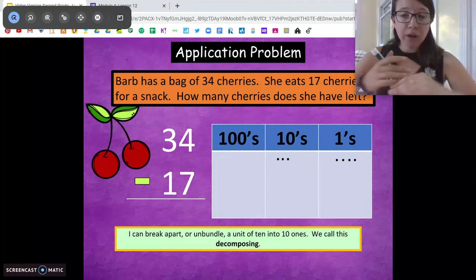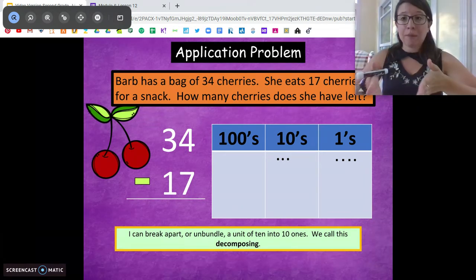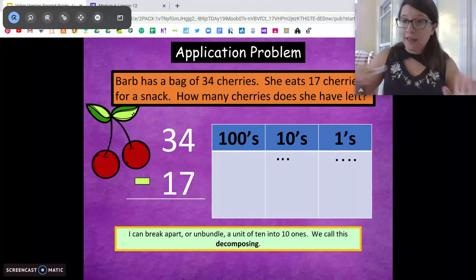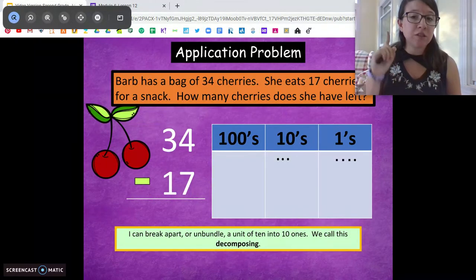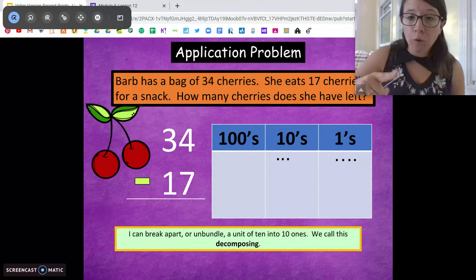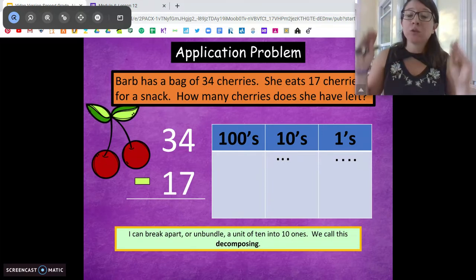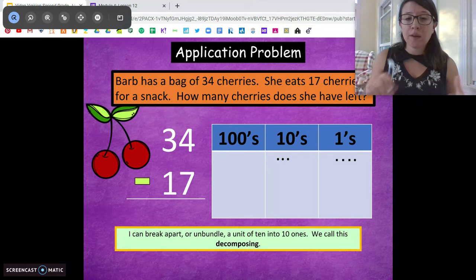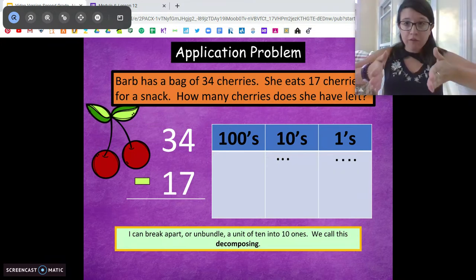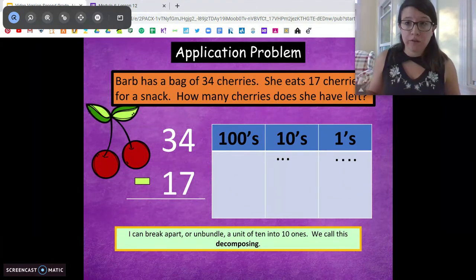So for this problem, we already set it up for you. So we're going to do 34 minus 17. Set it up in the vertical way. And then when we're doing subtraction, we start by just drawing the first number, just drawing our whole. So we're going to draw 34 on our place value chart. So I want you to pause the video and set this up on your paper right now. Draw the vertical way and your place value chart. Only drawing the whole, only drawing 34.